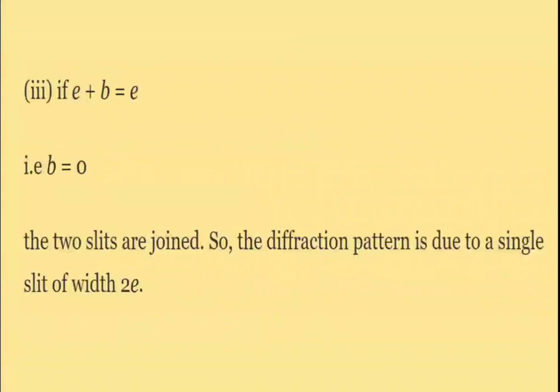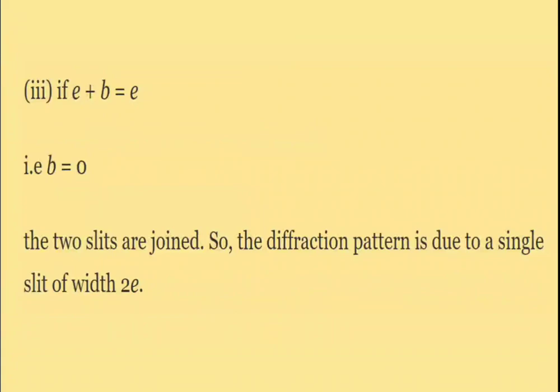If b is equal to 0, the meaning of b is the distance between the two slits. If the b value is 0, that means there is no gap between the slits. Simply, the two slits are joined. So the diffraction pattern is due to a single slit of width 2e.